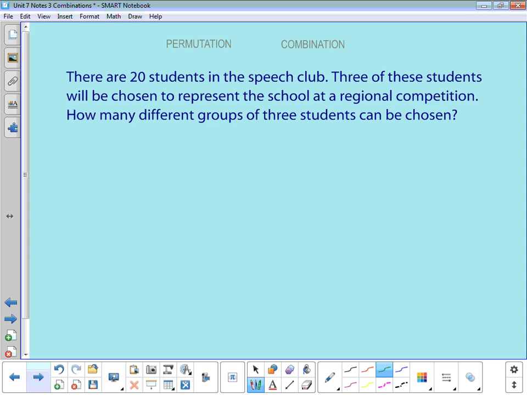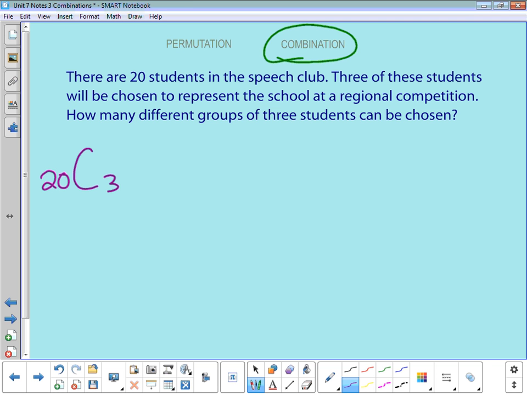In number 10, we're looking at 20 students in a speech club, and we're picking 3 of them to represent the school. So I have, well, first of all, permutation or combination. Does it matter what order I pick those 3 people? No, because they're just going to go and represent the school. They're all going to go together. So this is a combination because the order does not matter. I have 20 people to choose from, and I'm choosing 3 of them.